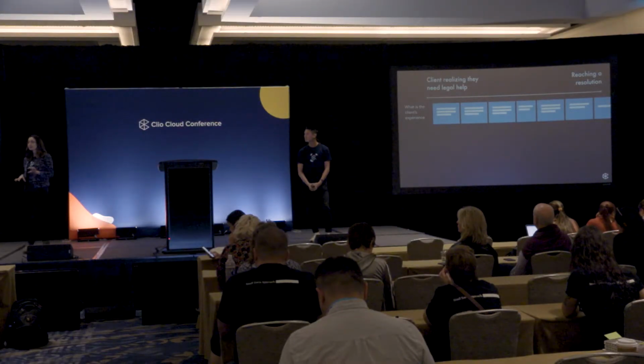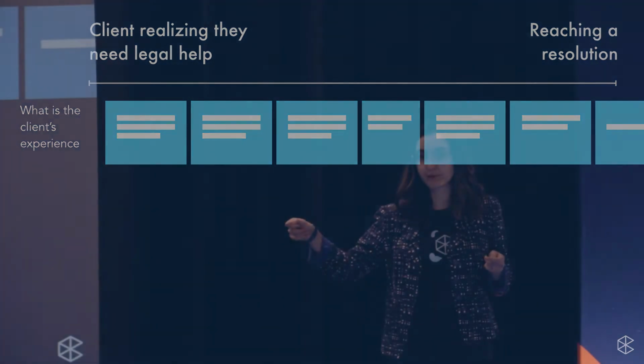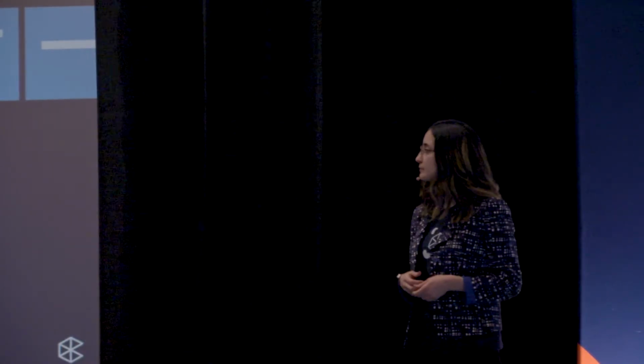So first, go out and list out every single step your client takes that will take them from point A to point B. And in this situation, point A is client realizing they need legal help, to point B, reaching a resolution. But to figure out what each of these steps are, you can go and talk to your clients throughout any step of the way. You can also talk to your client-facing firm members. They're out there, they're talking to your clients, and they're aware of a lot of these things.